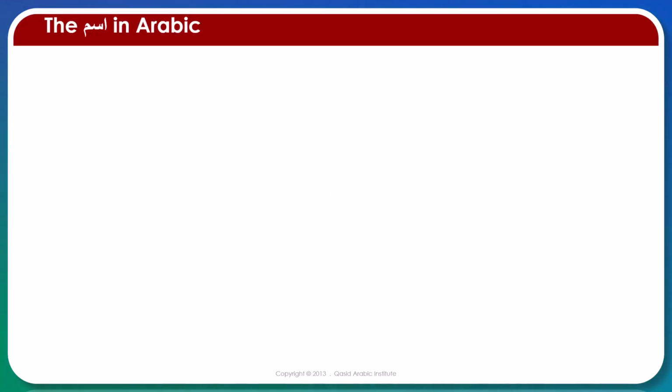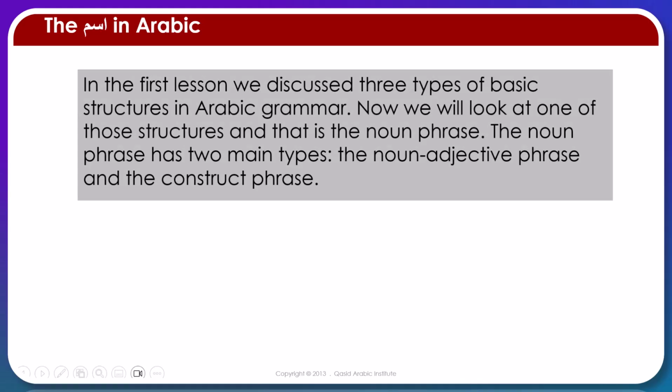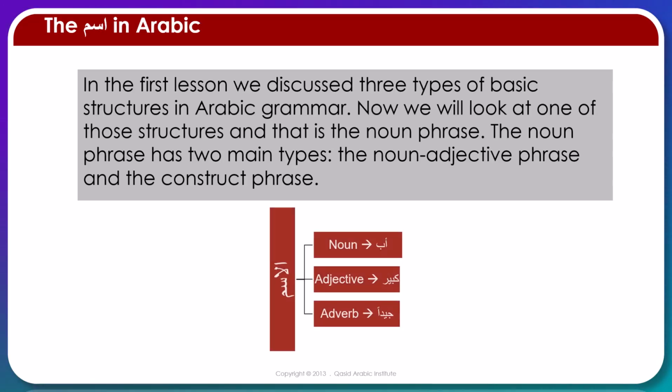This lesson is about the ism in Arabic and about classifying Arabic words. In the first lesson, we discussed three types of basic structures in Arabic grammar. Now we will look at one of those structures, and that is the noun phrase. The noun phrase has two main types, the noun adjective phrase and the construct phrase.